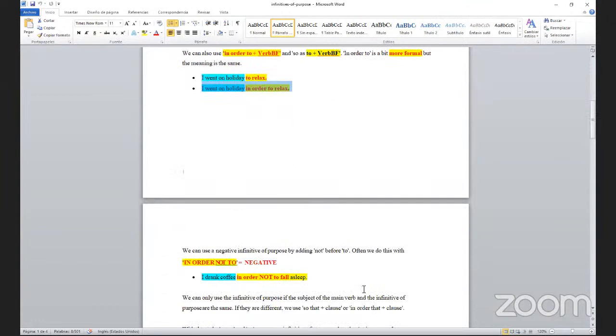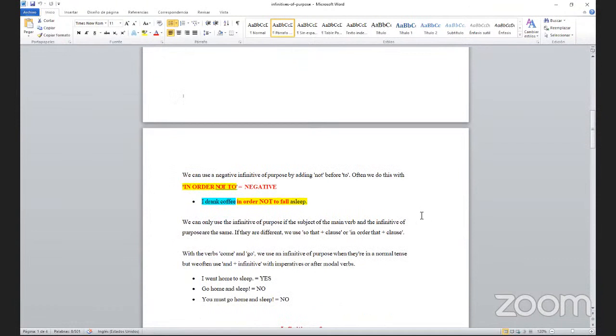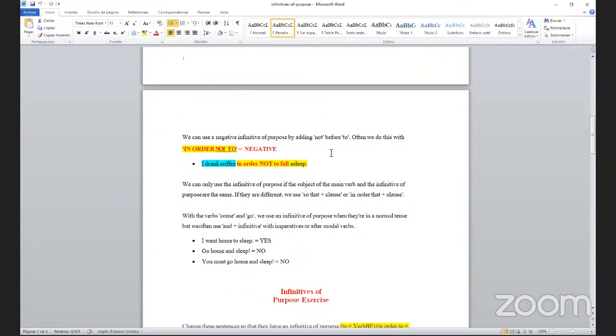Okay, but what happens in this case with negatives? When we want to make negatives with in order to, we always use this structure. Not goes after order and before to. Why not at the end, in order to not, for example? Because to always has to be next to the verb in base form, okay? That's why we use not first and then to. I drank coffee in order not, and until here is the negative, and here we can separate these two: to plus the verb in base form, to fall asleep, okay? So this is the negative way of in order to.